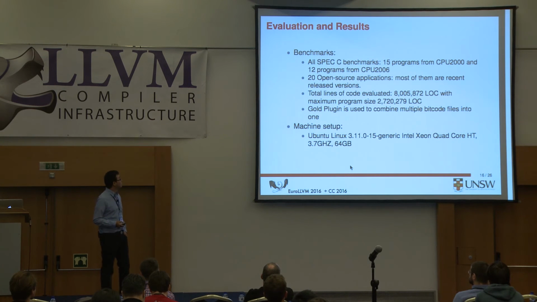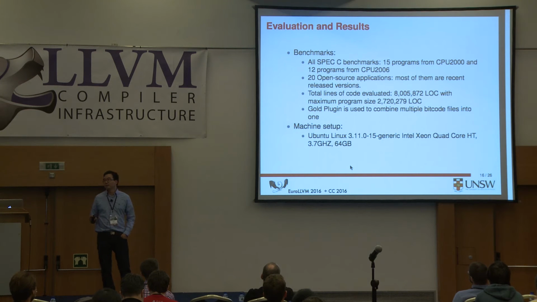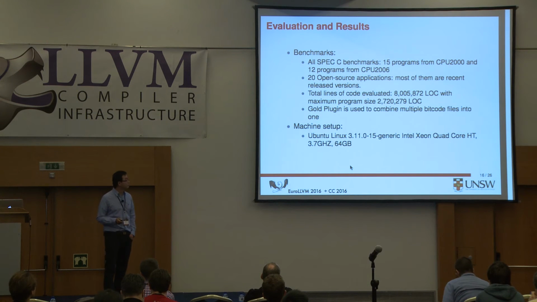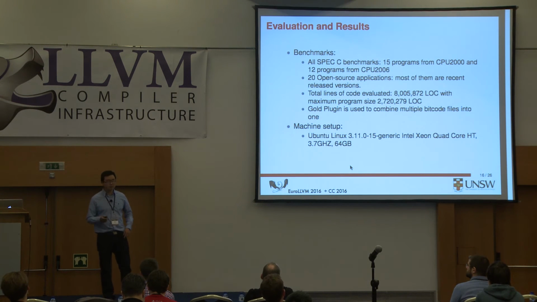The total length of code evaluated is around 8 million lines of code, with a maximum size of more than 2.5 million lines of code. We use the Gold plugin to eventually combine multiple files into one so that we can analyze the program interprocedurally, basically whole program analysis, with the machine set up as here.